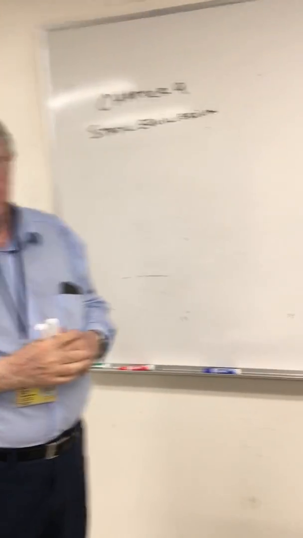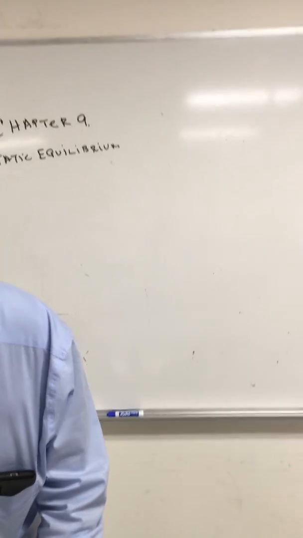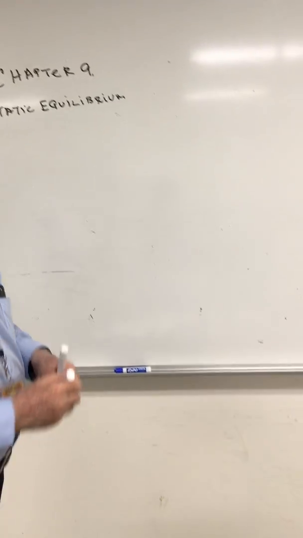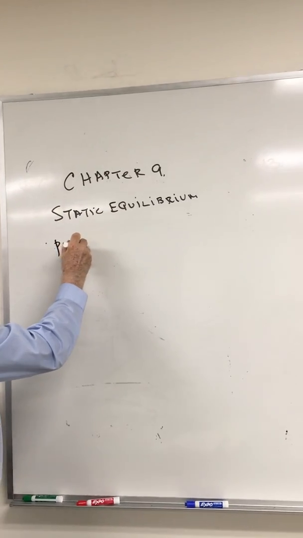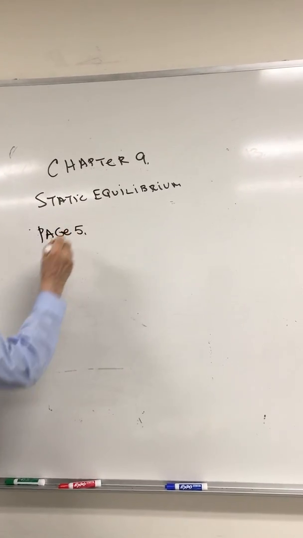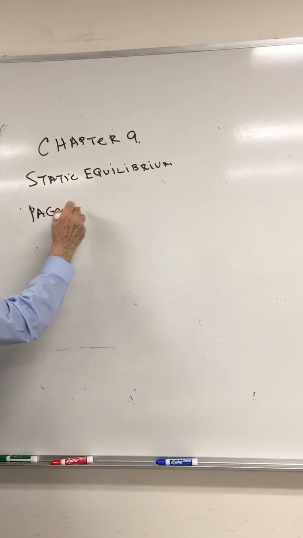So we're in chapter 9 now. We're going to go to page 9-5, because what we're going to emphasize is the two conditions of equilibrium. Page 9-5.